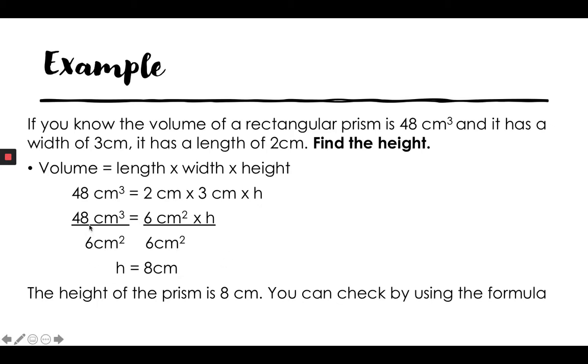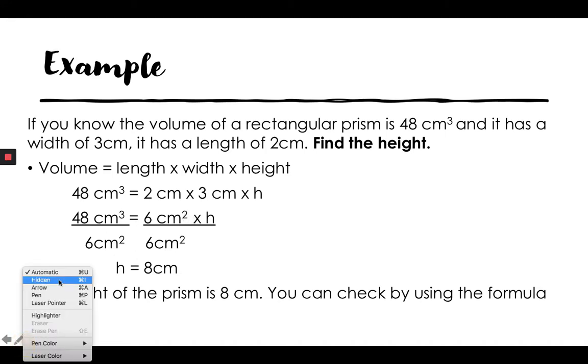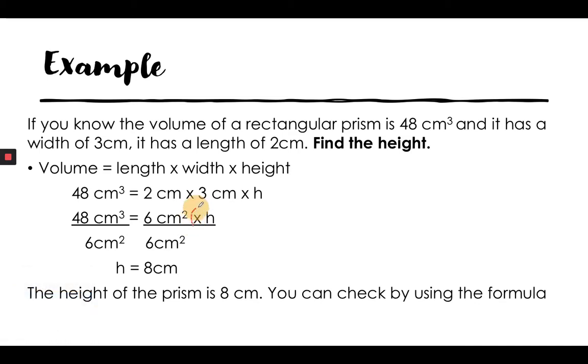So we get 48 centimeters cubed is equal to 6 centimeters squared times h. Here you have to figure out, I want to isolate my h variable, but right now it's tied to that 6 centimeters squared. We have to look at what kind of operation is keeping them together. Right now we have multiplication, so we have to do the opposite of multiplication to get rid of it. So we have to divide by 6 centimeters squared so we can isolate h and leave it alone.